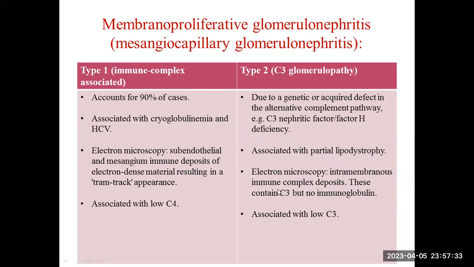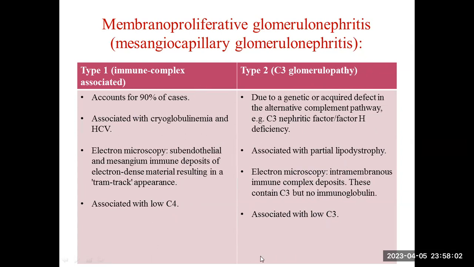And here, of course, since C3 is consumed in the pathogenesis, C3 level will drop in the blood. So you have low C3. This is another way to differentiate between the two types. In the first type, you have low C4. But in the second type, you have low C3. That's why this condition is called C3 glomerulopathy, because it's a glomerular disease mediated by C3 complement specifically.